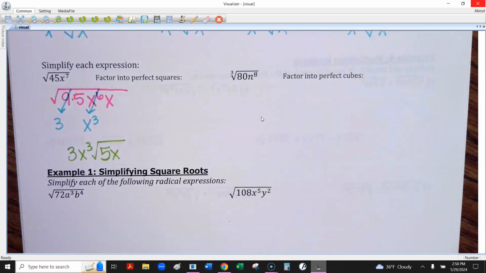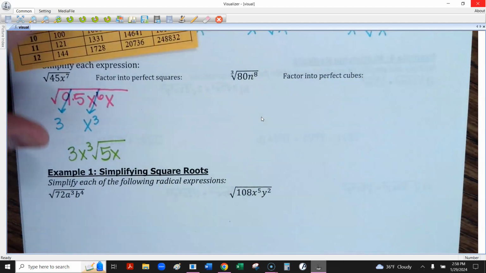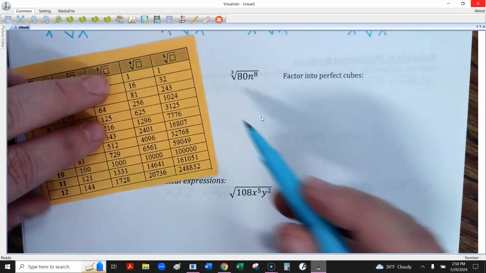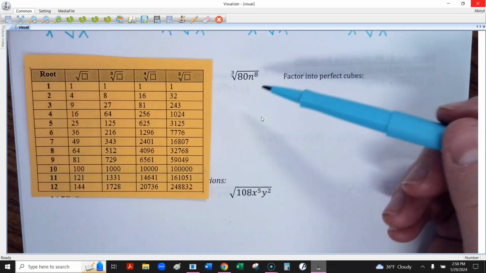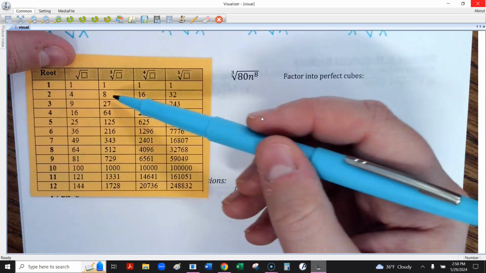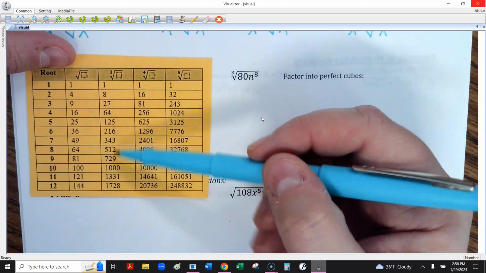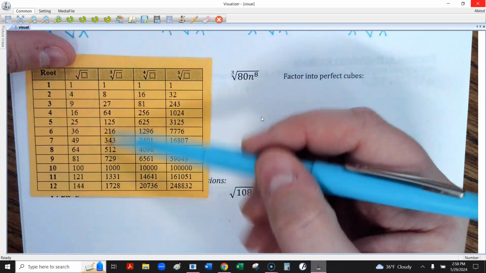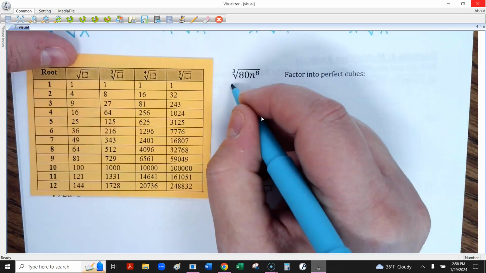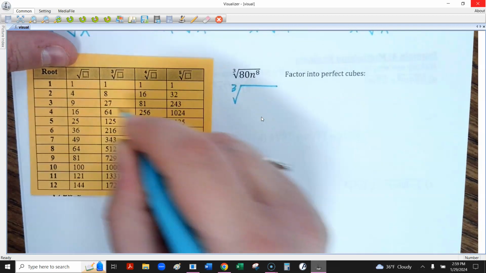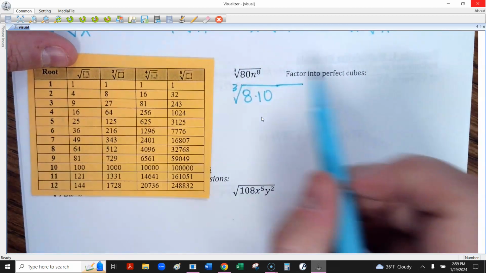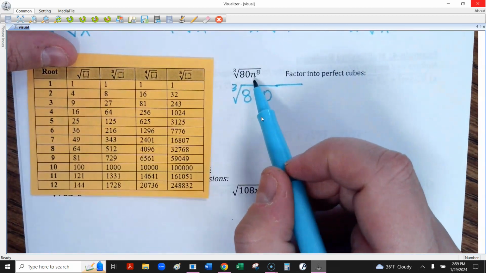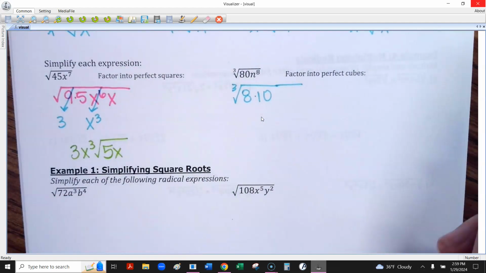All right, now, maybe not as familiar with perfect cubes, so I'm just going to pull this paper up so you can see it. On my list of perfect cubes, I'm trying to find a number that would divide into 80. You can check, but on this list, really only the biggest number that will go in will be 8. So I'm going to rewrite this as 8 times 10. And then my exponent there is 8, so that's not divisible by 3, so not a perfect cube.